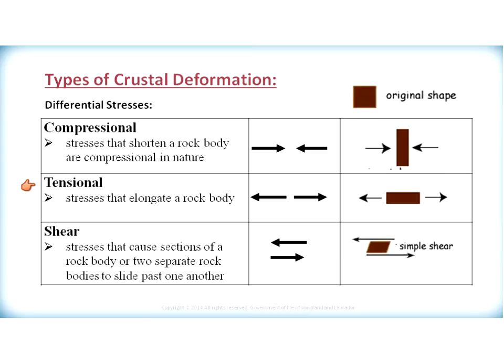The second type of stress that could lead to deformation of the crust is tensional stress. Tensional forces are stresses that elongate a rock body. And a third type of stress that is put on crustal rocks is shear stress. A shearing stress causes sections of a rock body or 2 separate rock bodies to pass or slide past one another.